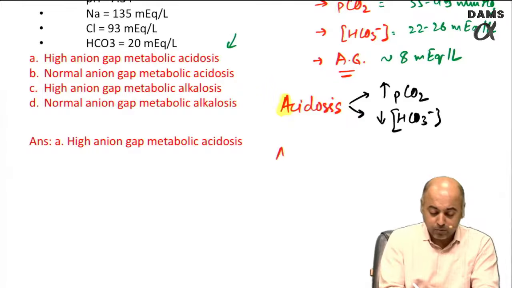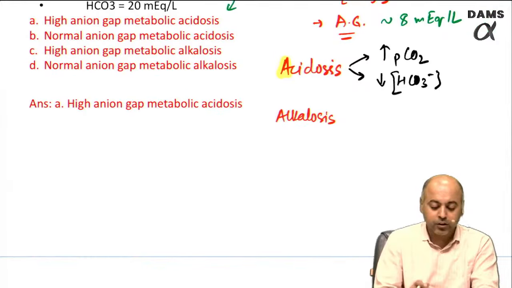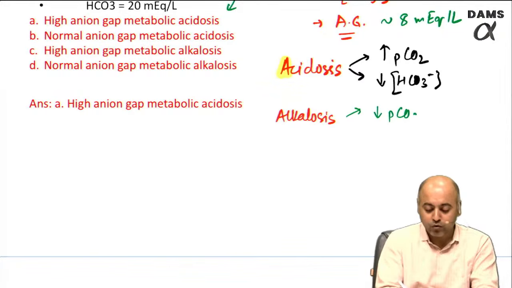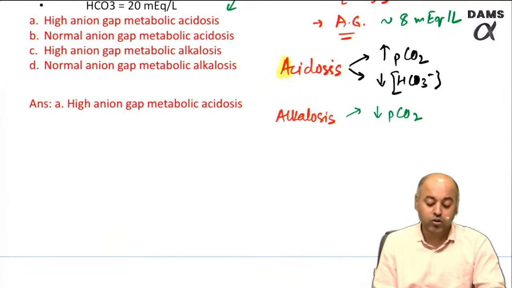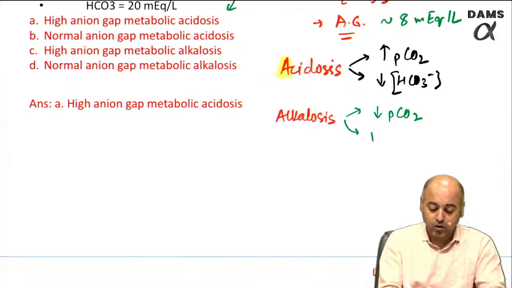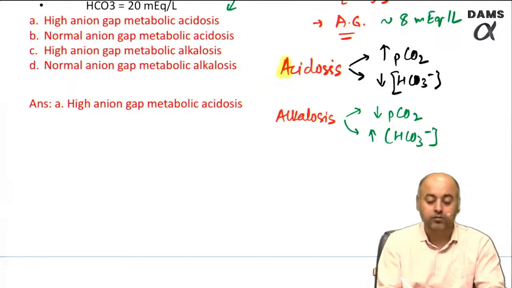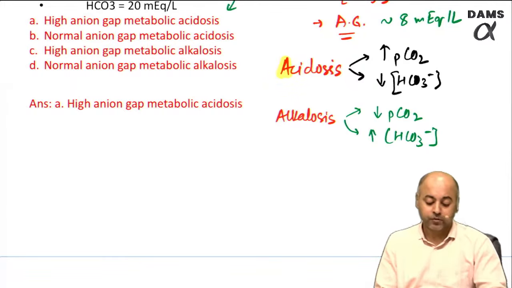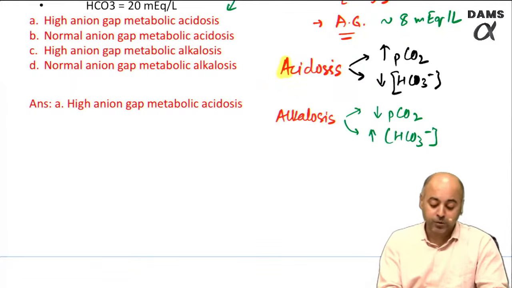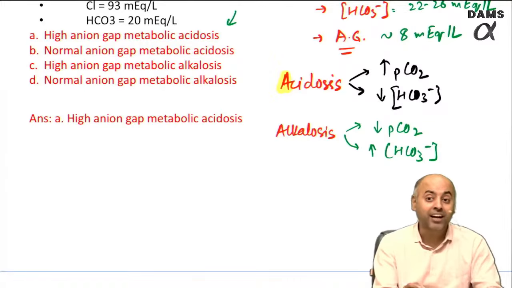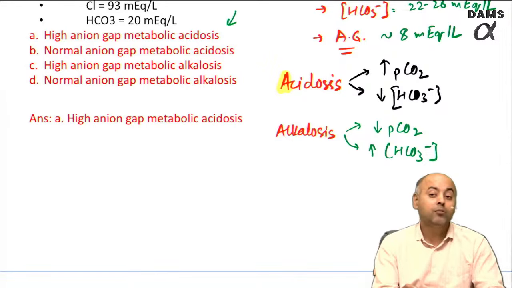Correspondingly, when we talk about alkalosis, the inverse will happen. What do you mean by inverse? Either the PCO2 value will be less, PCO2 being the contributor of H plus, or the bicarbonate value will be higher. So based on whatever finding that you get, you can make the primary diagnosis.